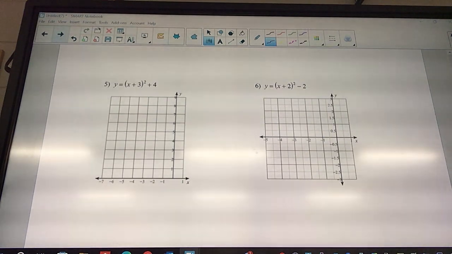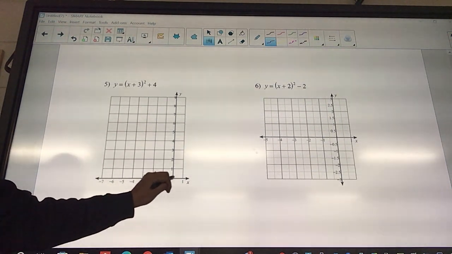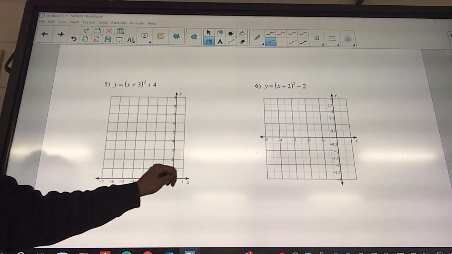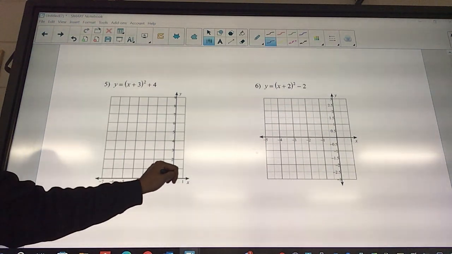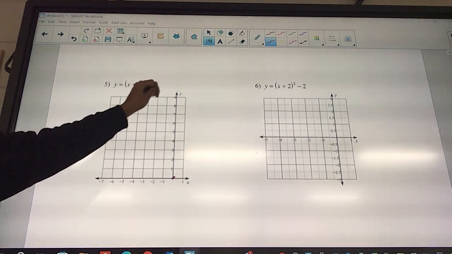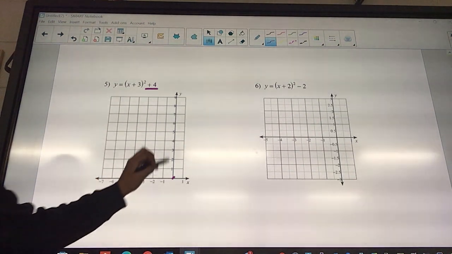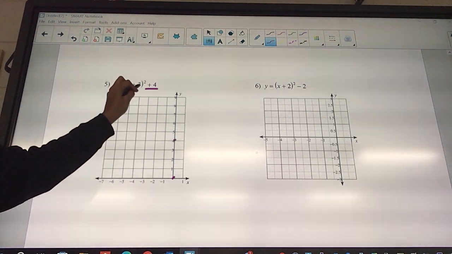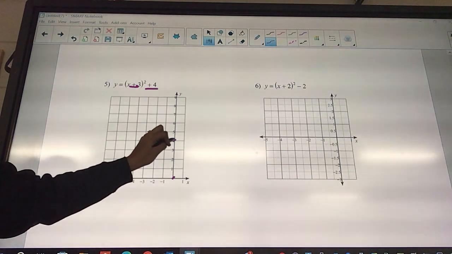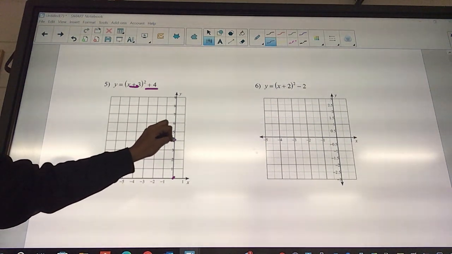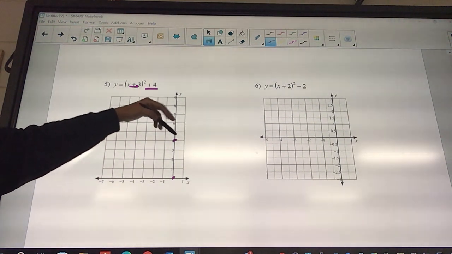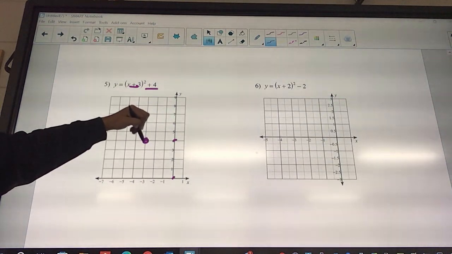Okay, number 5, we're gonna start our graph at 0, 0. What does this plus 4 on the outside do? It's gonna go up 4. What does a plus 3 on the inside do? Go over 3, okay? And it has to be left because we can't even go right even if we wanted to.